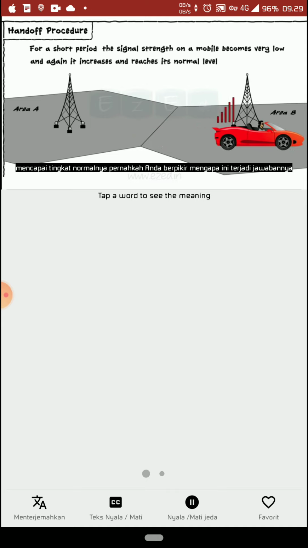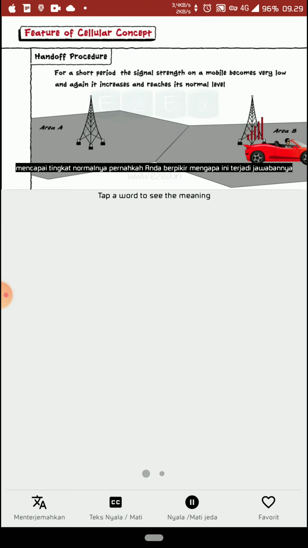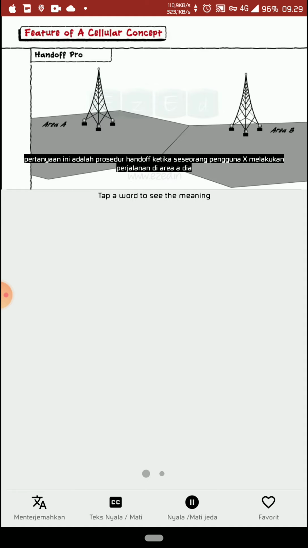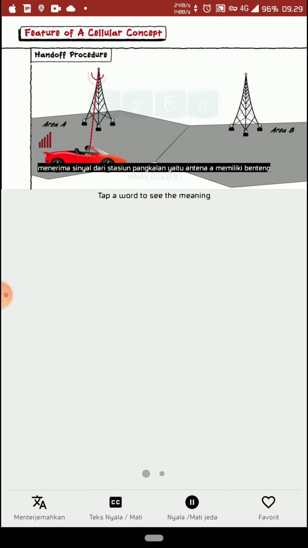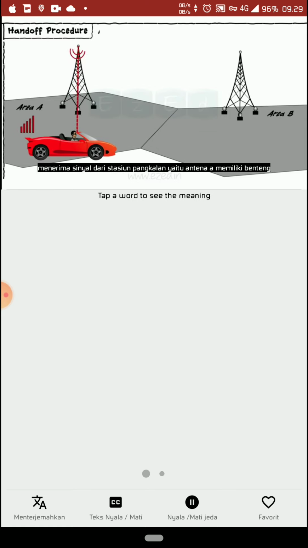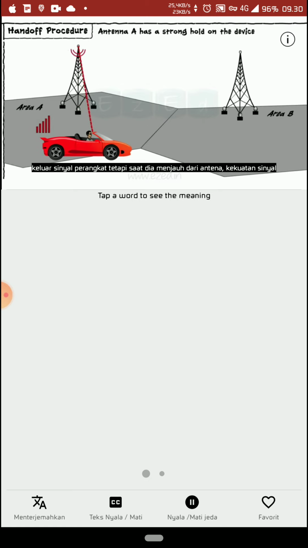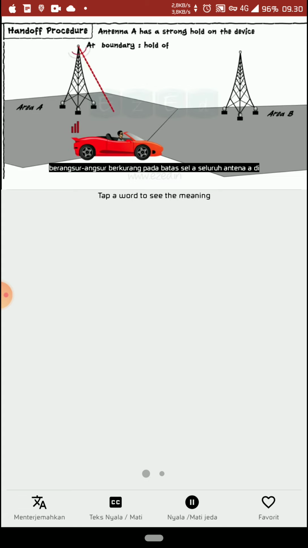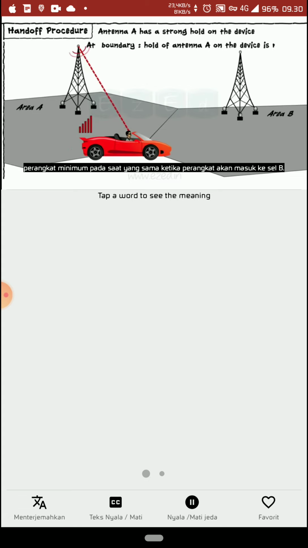Have you ever thought why this happens? The answer to this question is the handoff procedure. When someone, user X, travels in area A, he receives the signal from base station A. That is, antenna A has a strong hold on our device's signal. But as he moves away from antenna A, the signal strength gradually decreases. At the boundary of cell A, the hold of antenna A on the device is minimum.